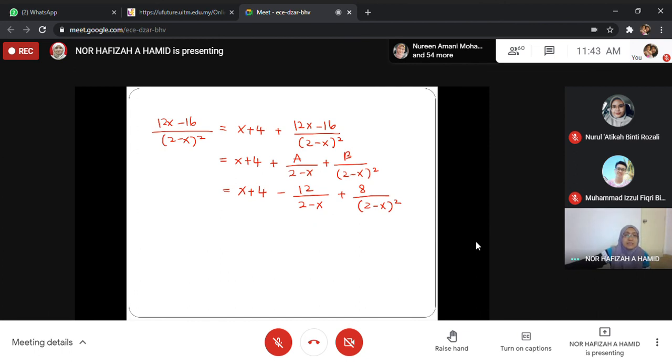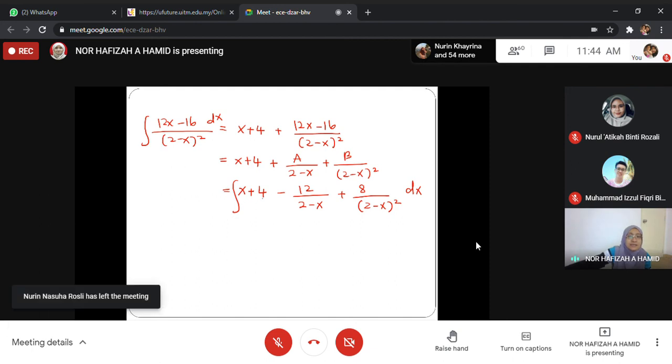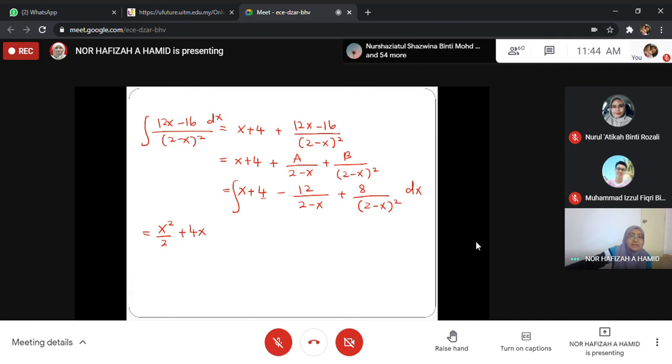Okay. So next kita nak integrate lah. Okay, so saya nak integrate this one. Okay, so integrate jangan lupa mesti sekali dengan polynomial tadi. So saya integrate x, we have x square over 2. And integrate 4 is 4x. Okay, lepas tu integrate yang fraction ni.